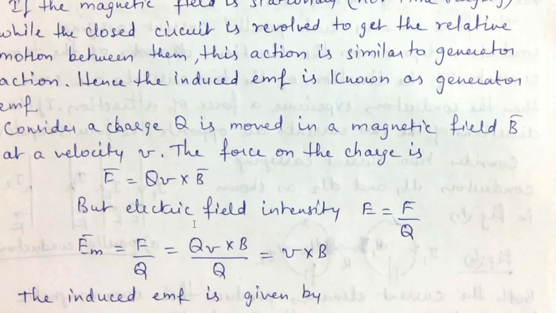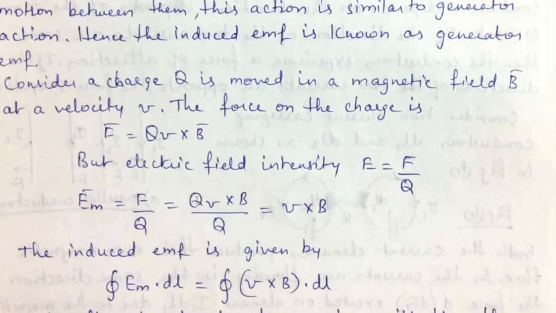Here we have a small derivation. If you consider a charge Q which is moved in a magnetic field B with a velocity of V, so this V is the velocity of the moving charge, then the force acting on this charge can be written as F is equal to QV cross B. Here Q is the charge, V is the velocity of the moving charge, and B is the magnetic flux density.